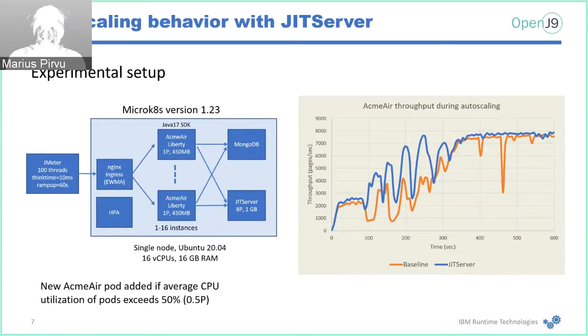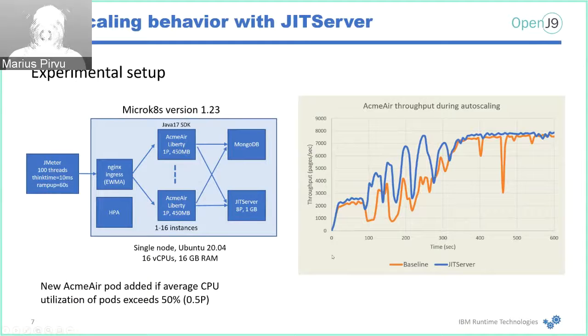Without JITServer, I have seen that we actually reach 16 instances. If I would allow it to go over 16, maybe it could have gone over 16. The autoscaler is configured such that it will launch a new instance when the average CPU utilization of the AcmeAir pods goes above a threshold per processor. So this is the configuration.